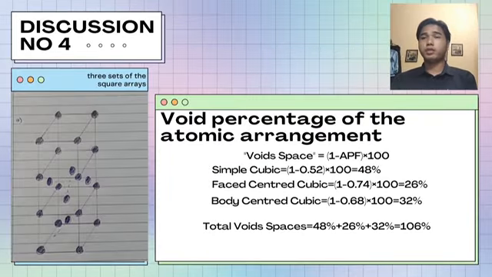Finally, for number 4, the arrangement of 3 sets of square arrays is like in this example image. For B, void percentage of the atomic arrangement can be found using the void space equation. That is, void space equals 1 minus atomic packing factor, multiplied by 100. So using this equation, we get simple cubic 48%, face-centered cubic 26%, body-centered cubic 32%. So we get total void space is 106%.